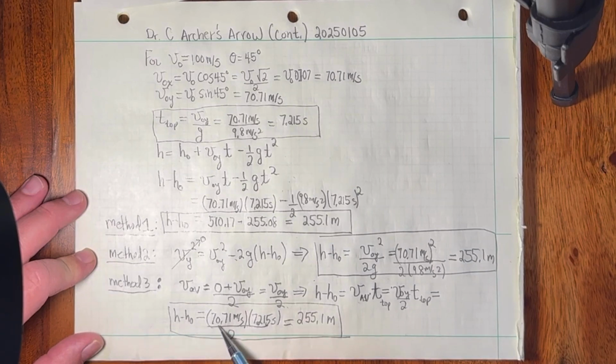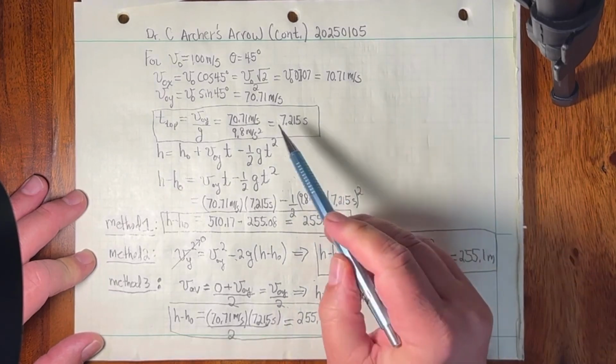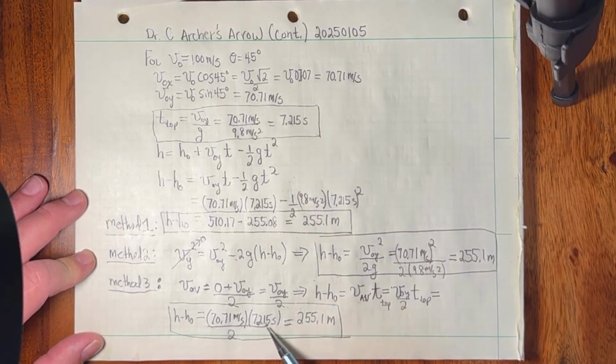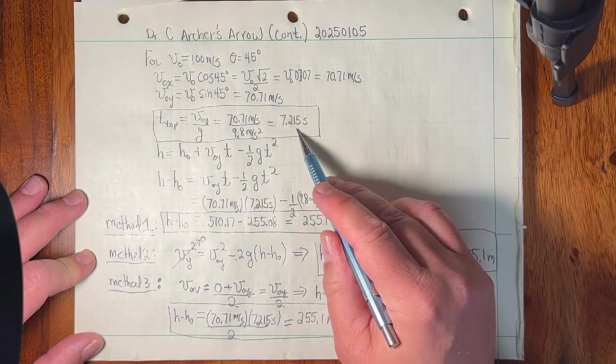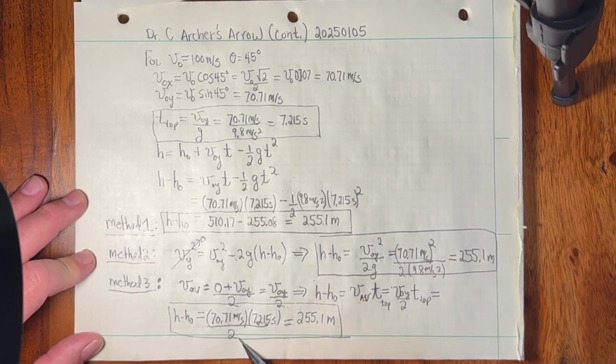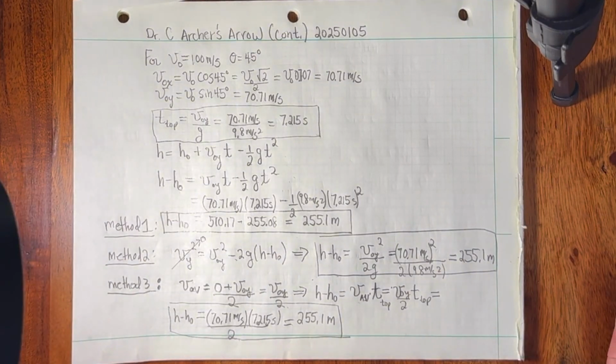which is equal to 70.71 meters per second, that's V naught y, times the time to the top, 7.215 seconds, divided by 2, and that's equal to 255.1 meters. So there we have it, the same answer as method 1 and 2. So we have 3 methods to find the height of the arrow from the launch point.